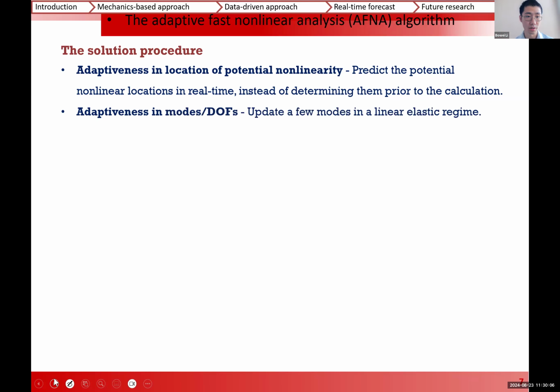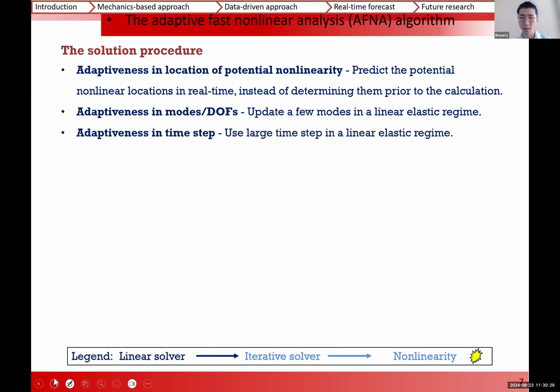The second point is adaptiveness in the number of modes or degrees of freedom. We can consider only a few modes or degrees of freedom when the structural system is in the linear elastic loading, unloading, or reloading range. Regarding the great number of time steps, we introduce adaptiveness in the time step.